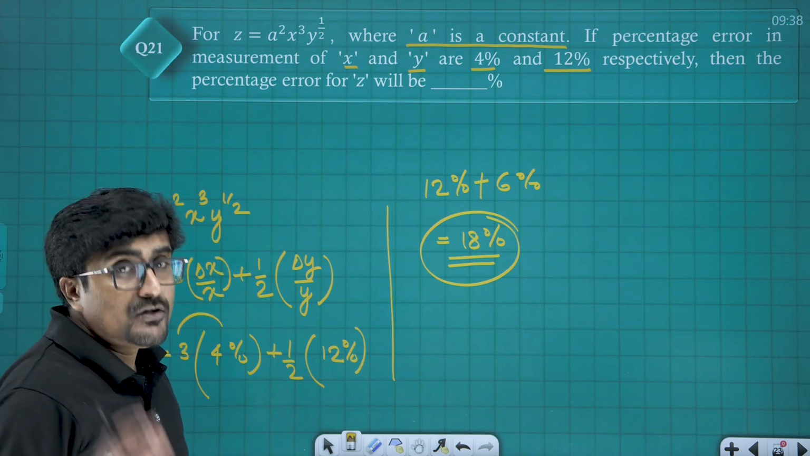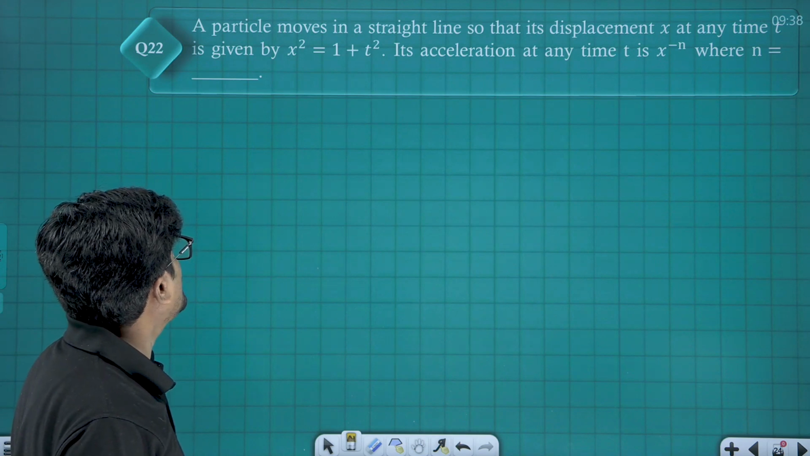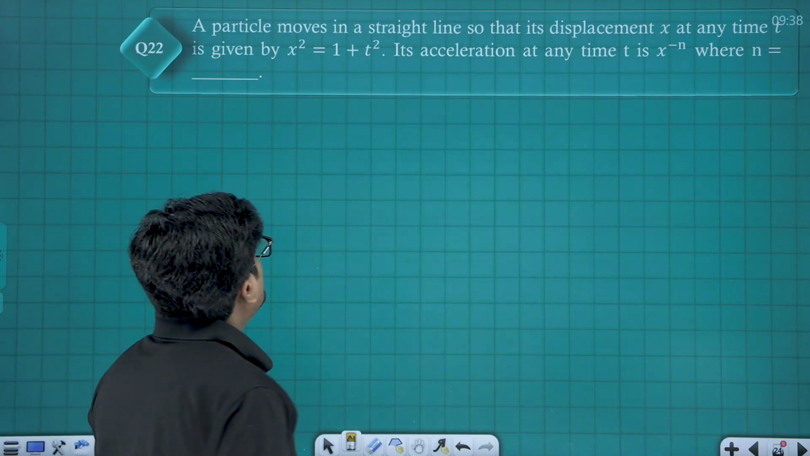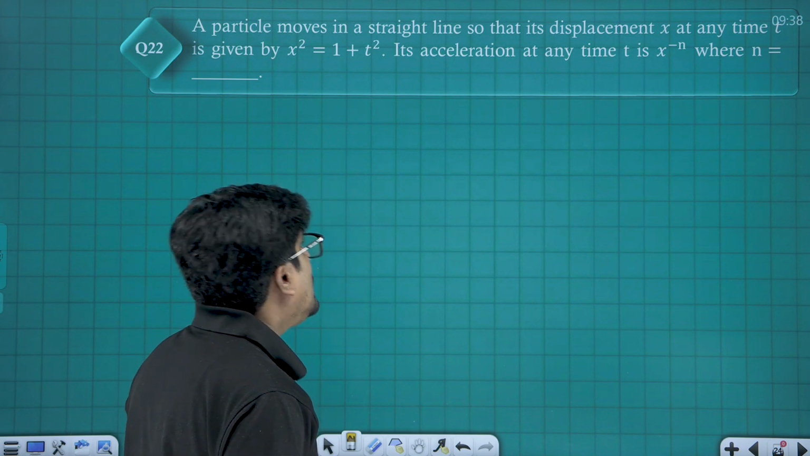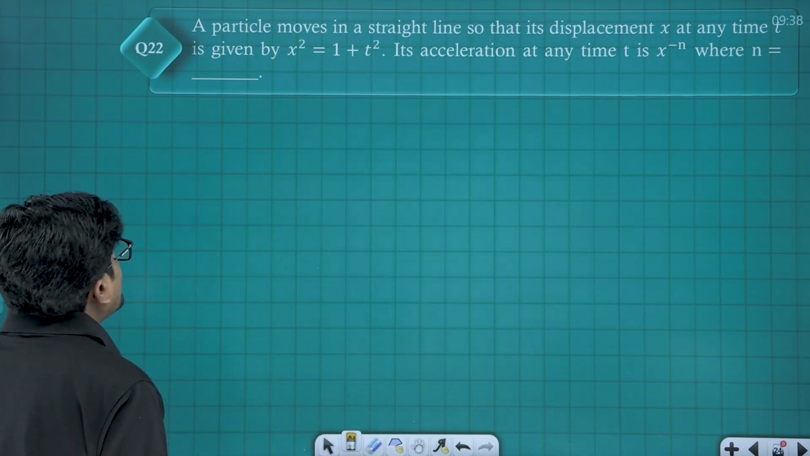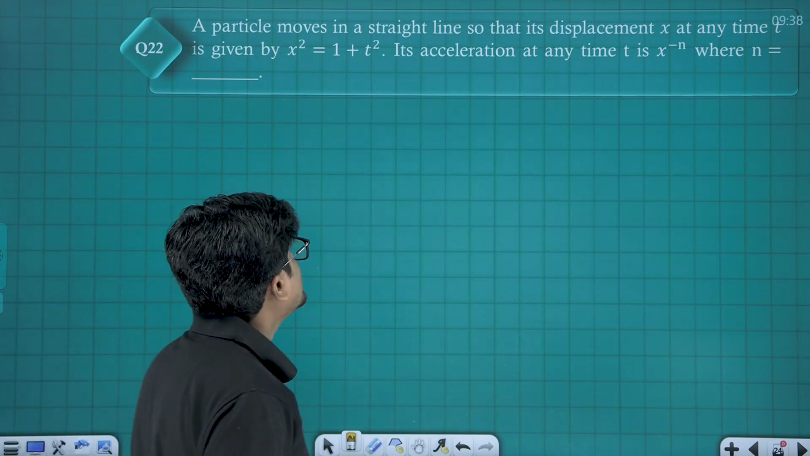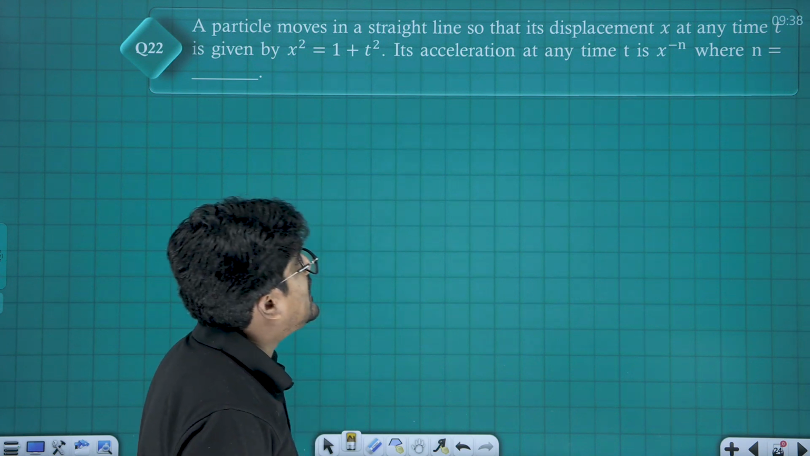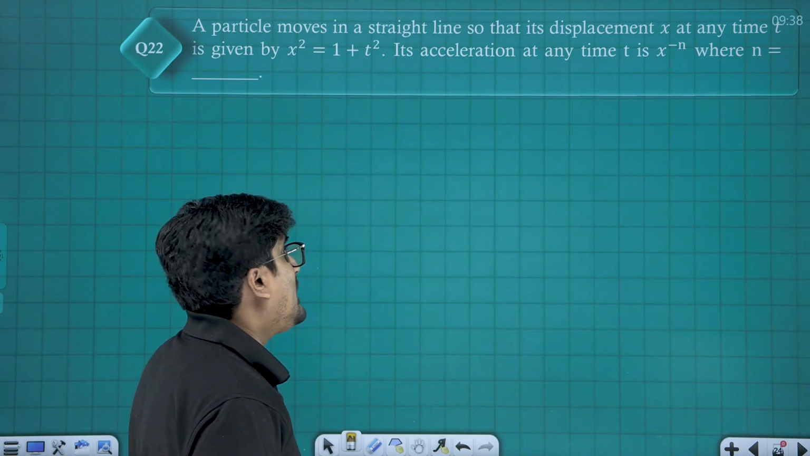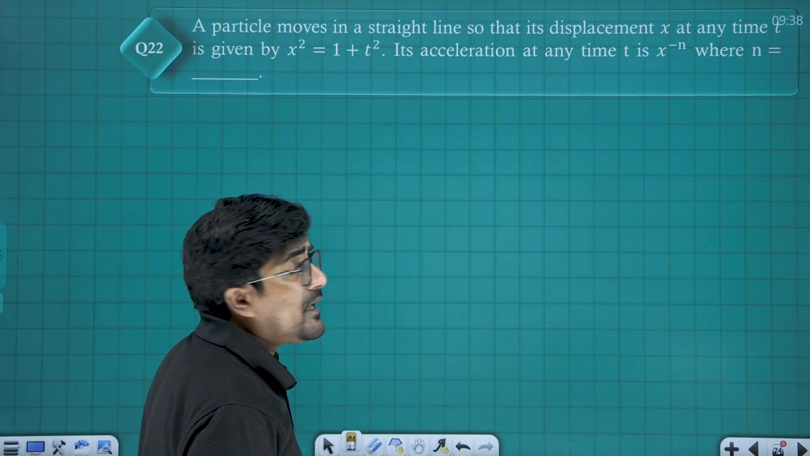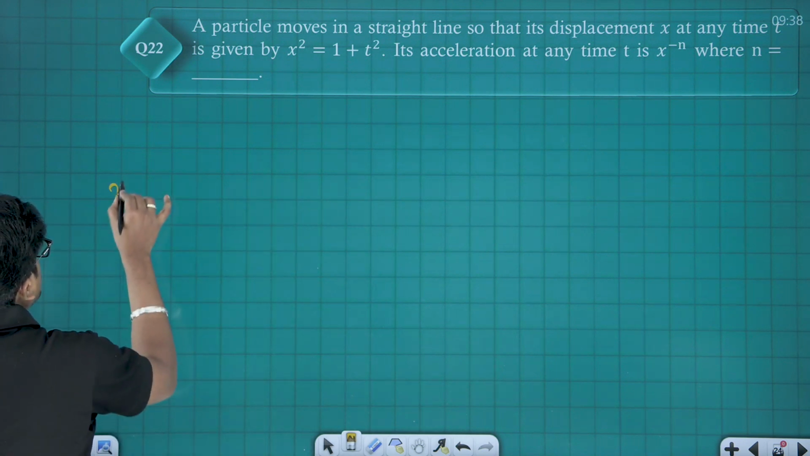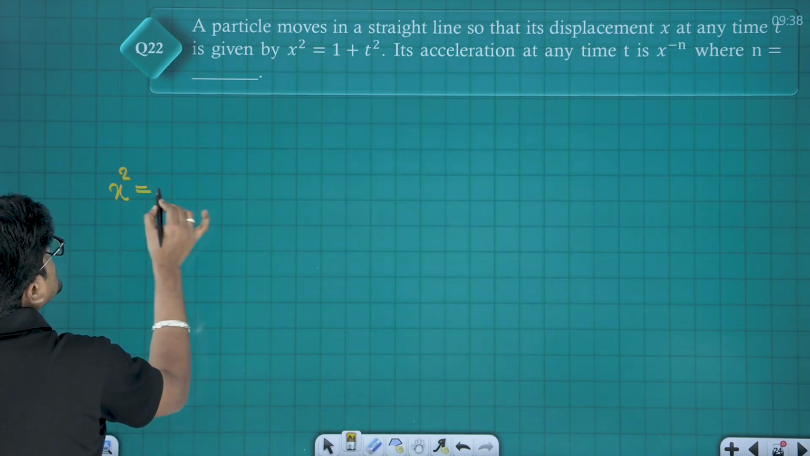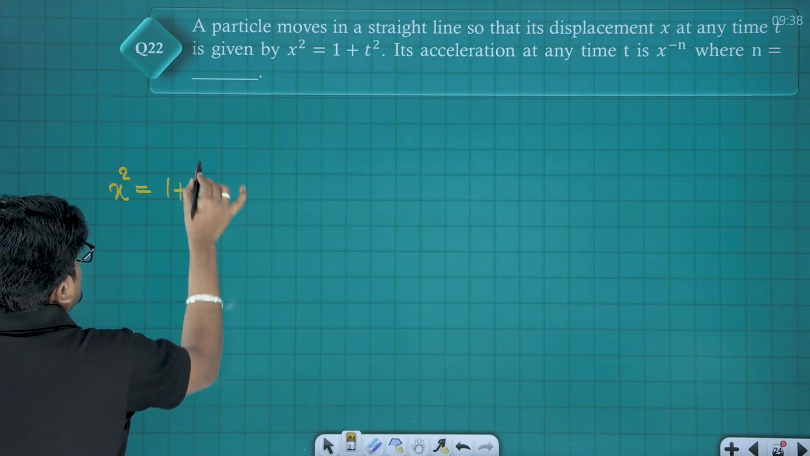Next is question number 22. Question number 22 says, a particle moves in a straight line so that its displacement x at any time t is given by x square equals 1 plus t square. Its acceleration at any time t is x raised to minus n, where n is. Alright, we have the relation as x square equals 1 plus t square.